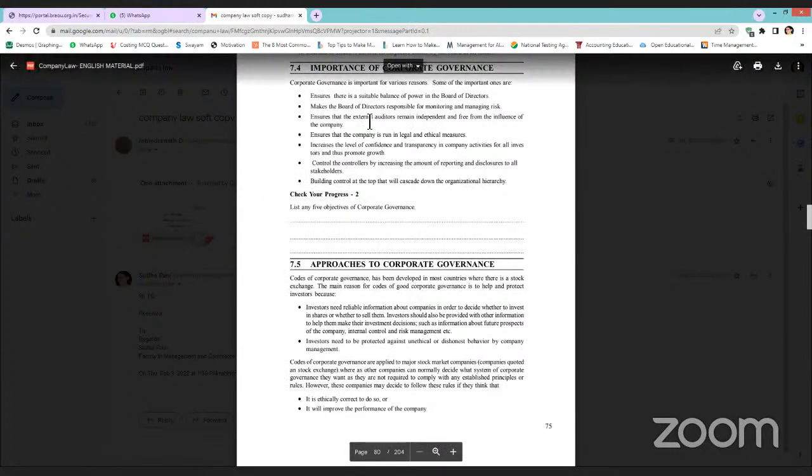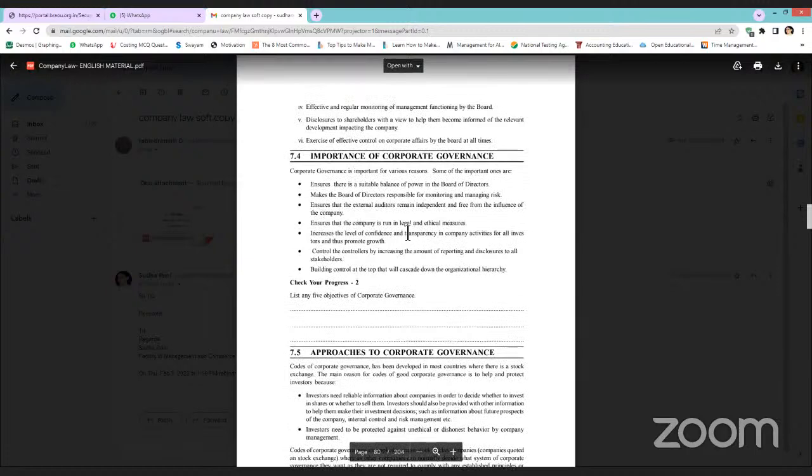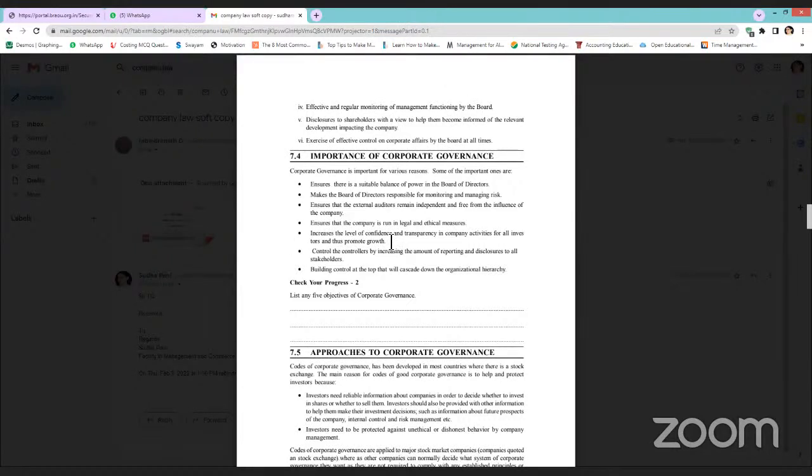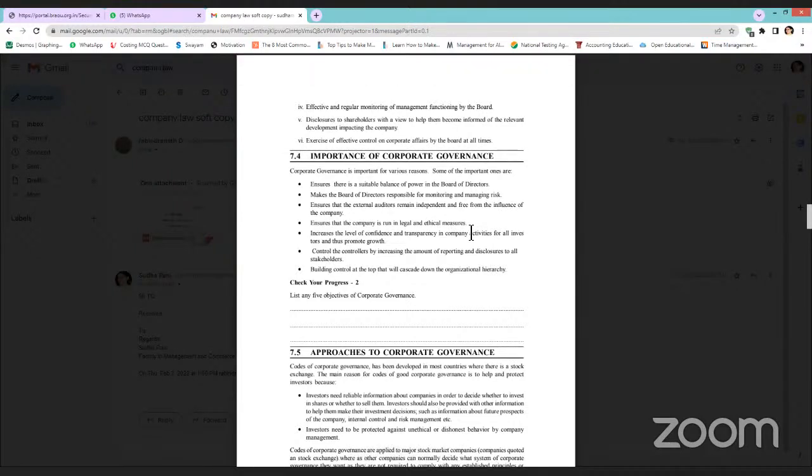The next one ensures that the external auditors remain independent and free from the influence of the company. That matches with the first one again. The next one ensures the company is run in legal and ethical ways, and increases the level of confidence and transparency. Control the controllers by increasing the amount of reporting and disclosures to all. So, building control at the top that will cascade down the organizational hierarchy.